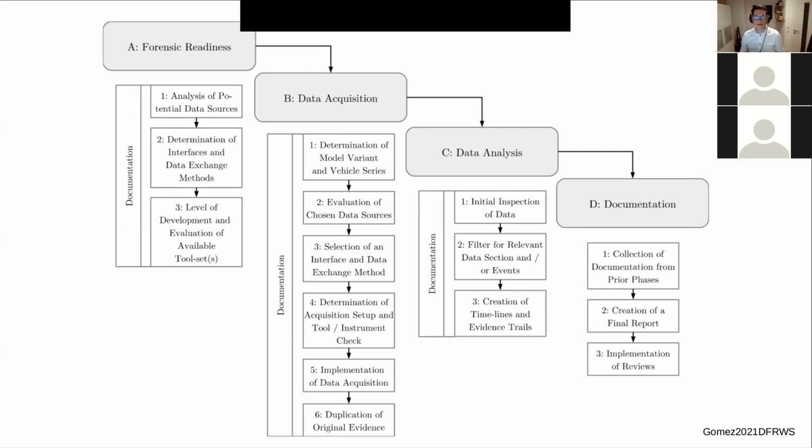Phase C is data analysis. This is where we actually look into the data. We look for relevant data sections or events we want to focus on. And then we create timelines and so-called evidence trails. This is the reconstruction of what happened, actually.